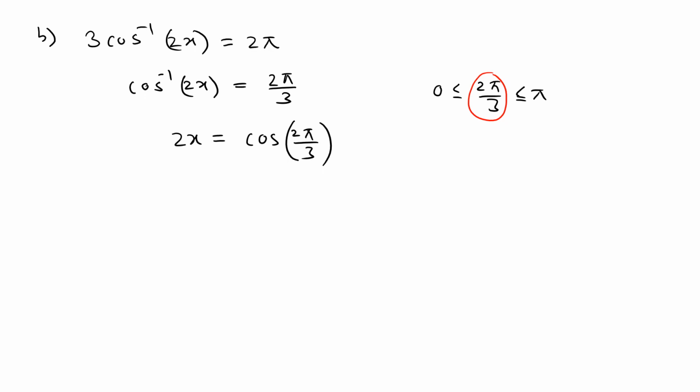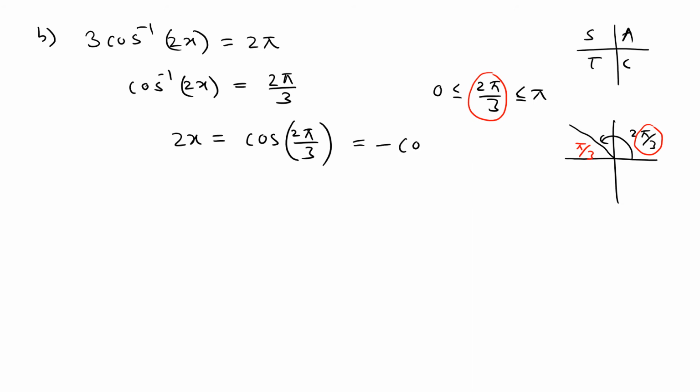Now we're going to find this cosine value, and we know that this angle, 2 pi over 3, is in the second quadrant, and that pi over 3 is the reference angle. By ASTC, you can see this is in the second quadrant. This is a cosine, so it is negative. So that means this simply equals negative cosine of the reference angle pi over 3. That's how we use ASTC and the reference angle argument.